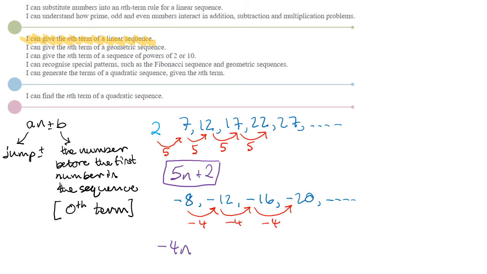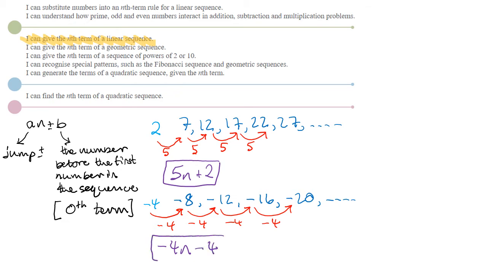Then we want the number before the first one. Now we need to be careful. Have a look at the pattern. If this is going down by 4, the number before the first one was negative 4. So we have negative 4n minus 4.